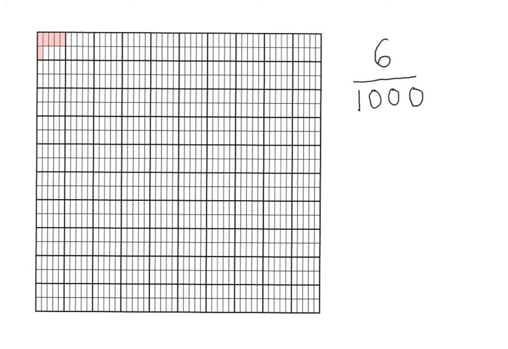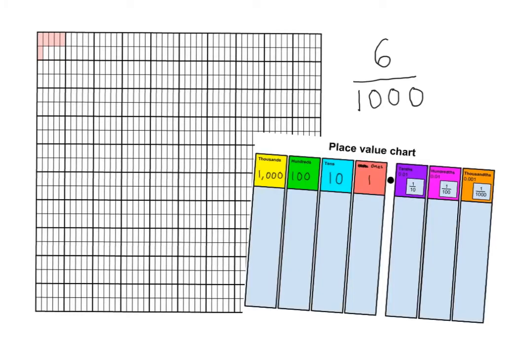Let's have a look at what this would be as a decimal. So I've got 0 ones. If I had any ones, then all of the thousandths would be shaded, and they're not. I've got 0 tenths, no rows or columns. I've got 0 hundredths. None of those squares are shaded. And how many little rectangles have I got? I've got 6. So this fraction 6 thousandths as a decimal is going to be 0.006. Let's have a look at another example.